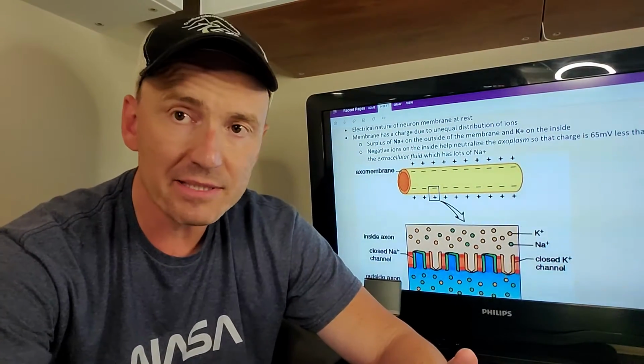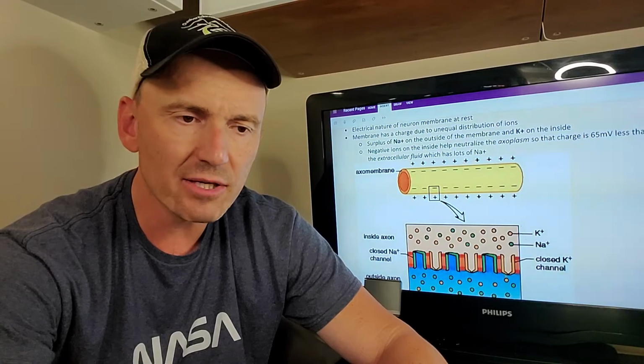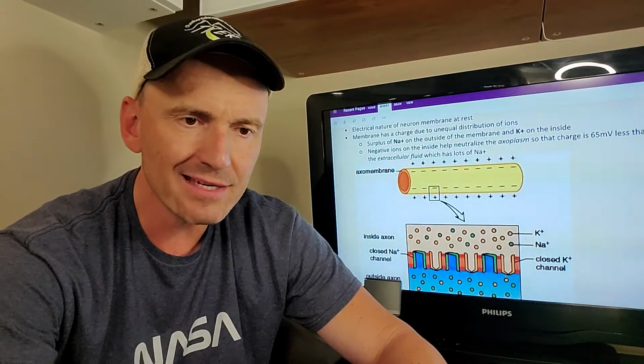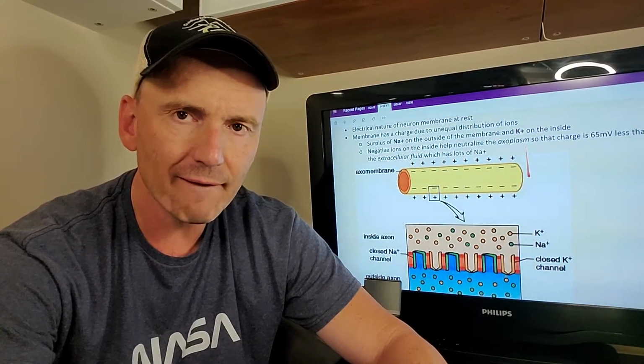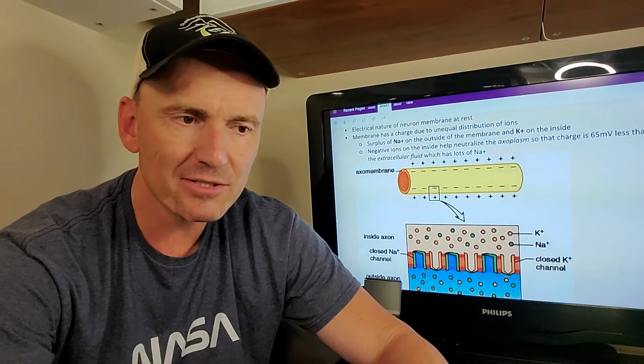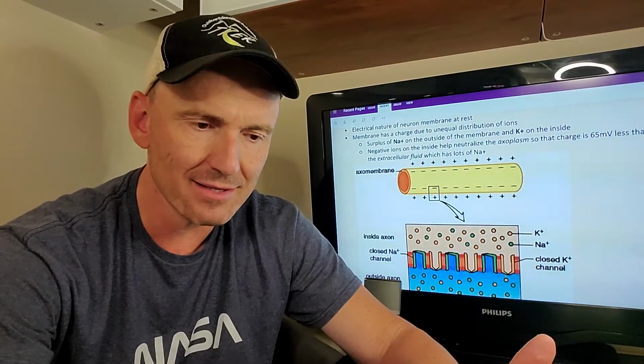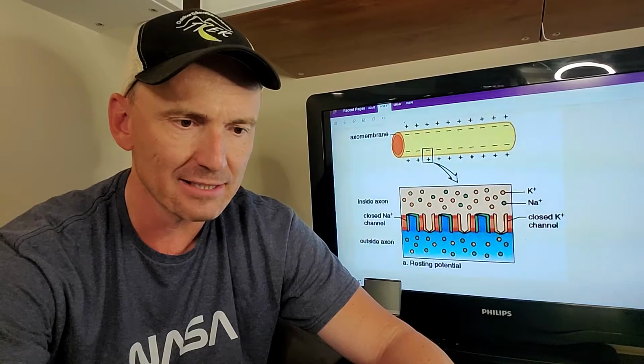In a resting potential, you have a positive charge out here and a negative charge in here. The difference is measured as 65 millivolts. Now, how does this resting potential exist?